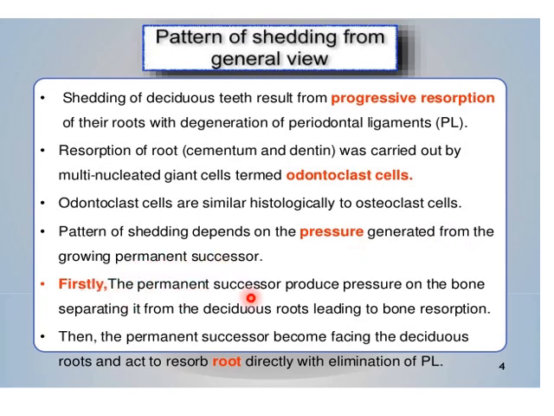Firstly, the permanent successor produces pressure on the bone, separating it from the deciduous root. By the action of osteoclast cells, this bone will be resorbed, leading to bone resorption. Then the permanent successor comes to face the deciduous root and acts to resorb the root, meaning the cementum and dentin of this root directly, with elimination of the periodontal ligament.